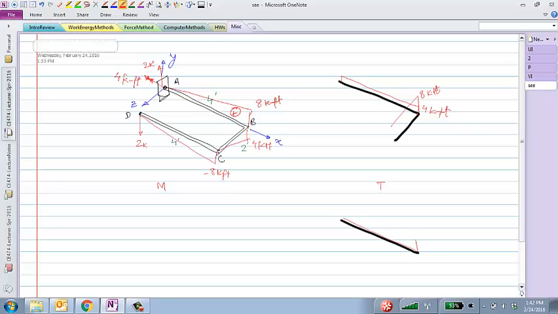Any question? You had a question? Shouldn't there be a moment at the fixed end? There is a moment, but there's only a torsional moment, right? That was the first thing we determined: that the reaction moment at the fixed end is only a torsion moment. There's no bending moment at that point. So starting from 8, it will go down to 0.